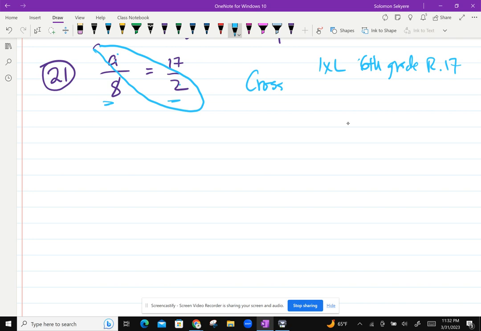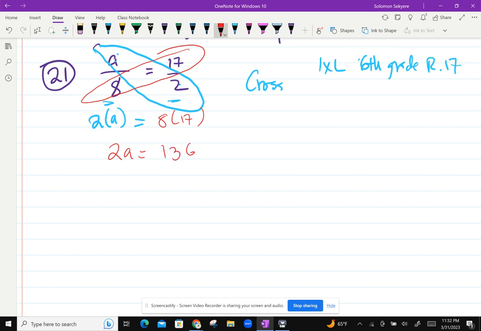2 times a, we write 2 parenthesis a, that means 2 times a is equal to, I write that first, I put on the left. And then I come to this one here, it's equal to 8 times 17. See that? 2 times a is written 2a. 8 times 17 will be what? 136.